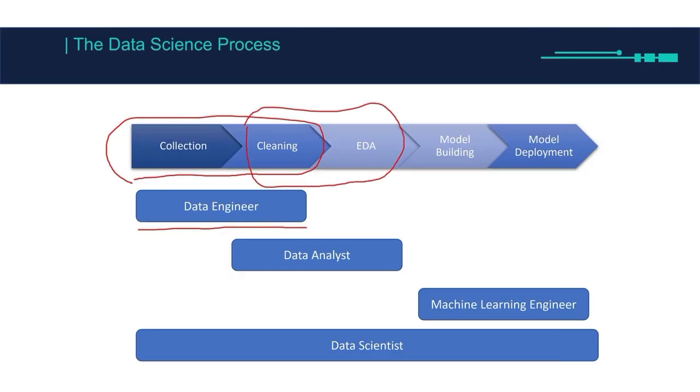EDA is a shortcut for exploratory data analysis, which basically means I'm exploring the data and applying some statistical concepts and charts and stuff like this. This is the part where the data analyst comes in. And then there's building the model and deploying the model. What do I mean by deployment? Whenever I create a model, I either add it as a feature to an existing app or system, or I deploy it as a product.